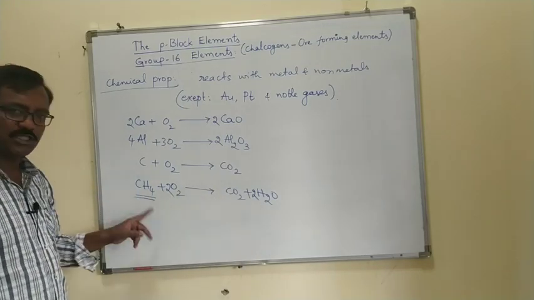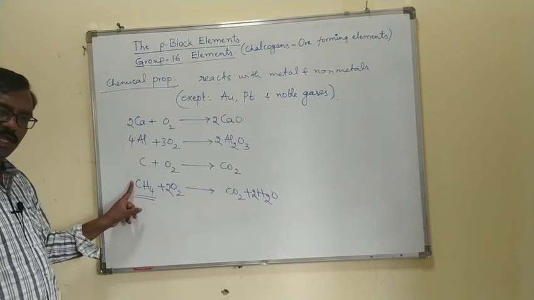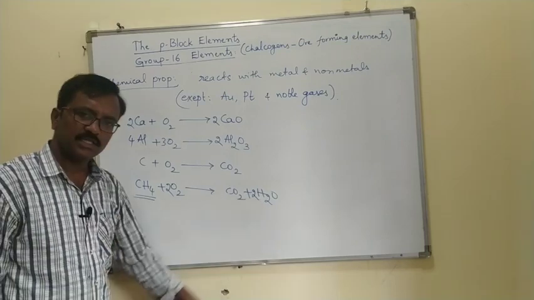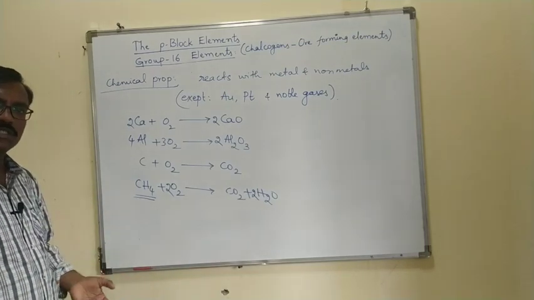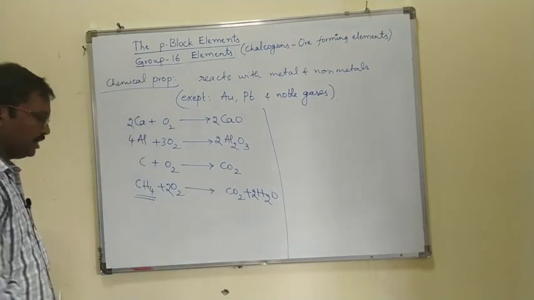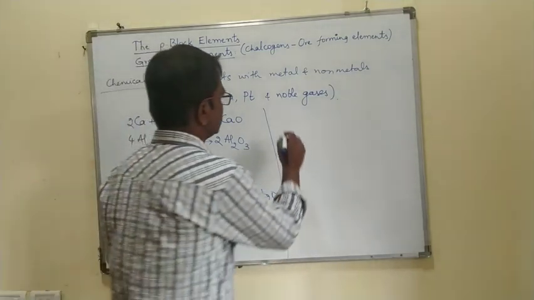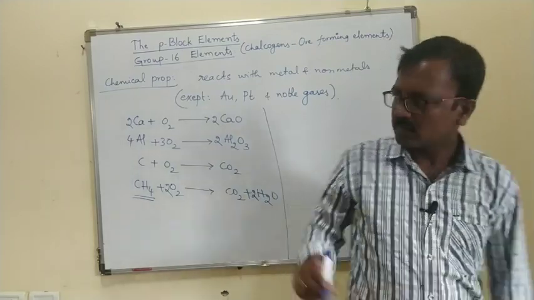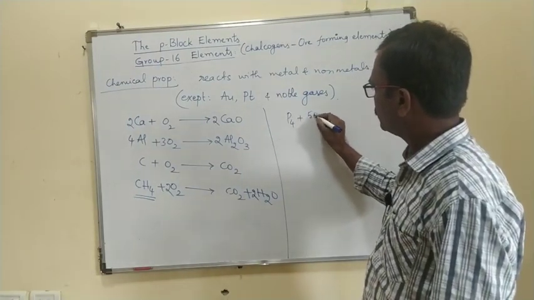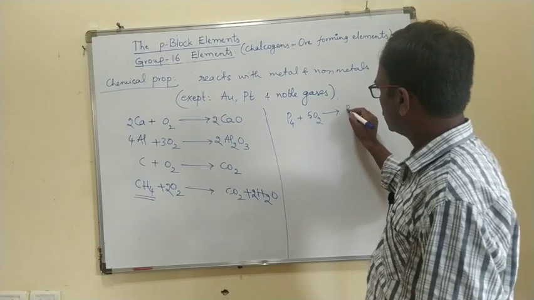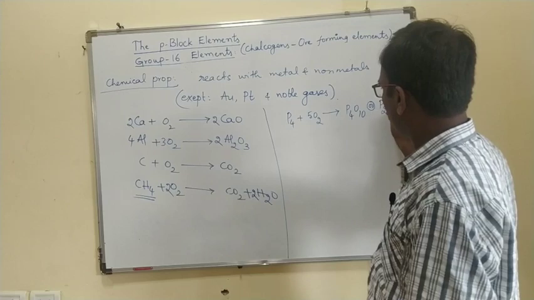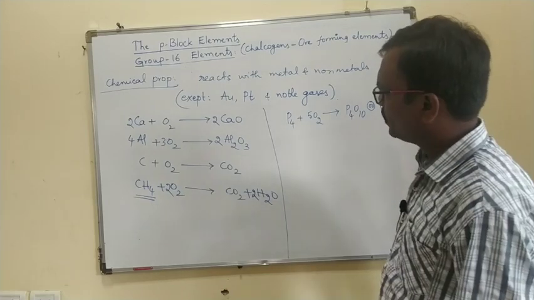So what is combustion? One mole of any compound reacting with oxygen completely to form carbon dioxide and water is known as combustion. Then phosphorus: P4 plus 5O2 generally forms P4O10, or you can write it as P2O5, phosphorus pentoxide.